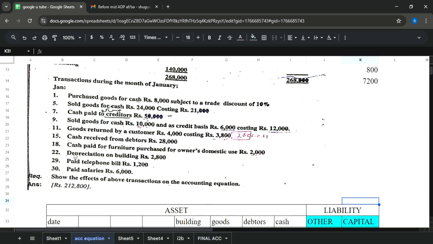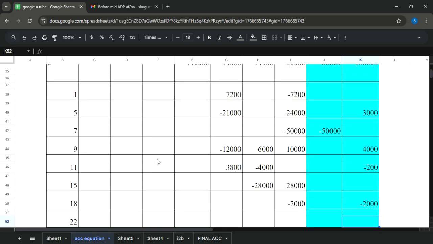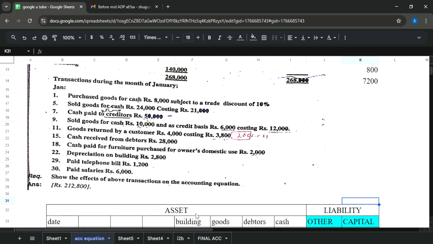Now 22nd. Depreciation on building. Depreciation means decrease in value. Please note it down. Depreciation means decrease in value of building. So it means we are facing a loss when you are having depreciation on building. So the amount of building would be decreased by 2,800. This is your column of building.